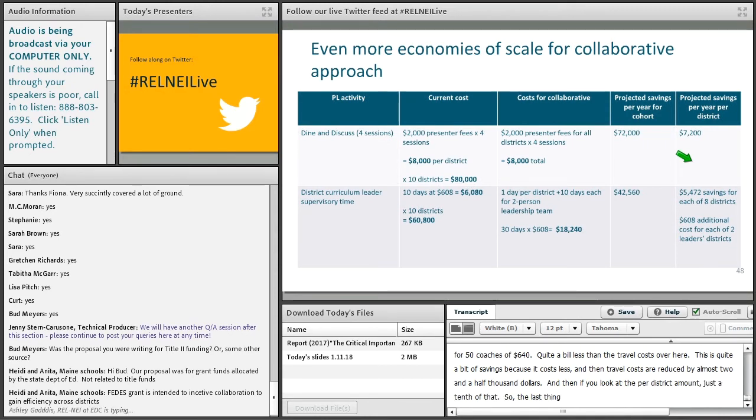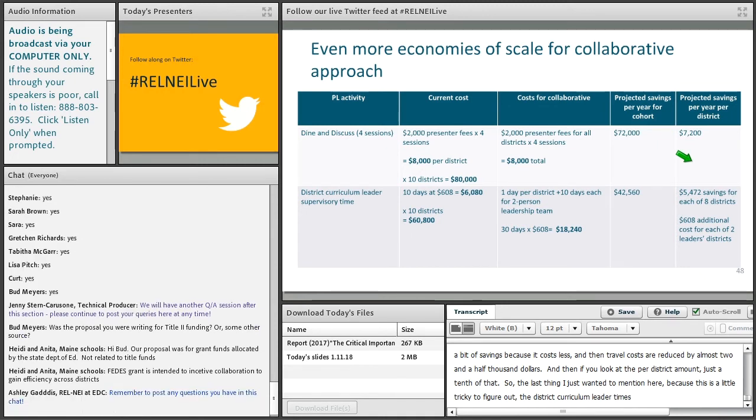So the last thing I just wanted to mention here, because this is a little tricky to figure out, the district curriculum leader time was also going to change as a result of this collaboration. And if you remember, originally in the current situation, Anita and Heidi figured that they were each spending 10 days planning and organizing all these activities. So if each district has that going on, that's about $61,000 for all the districts.